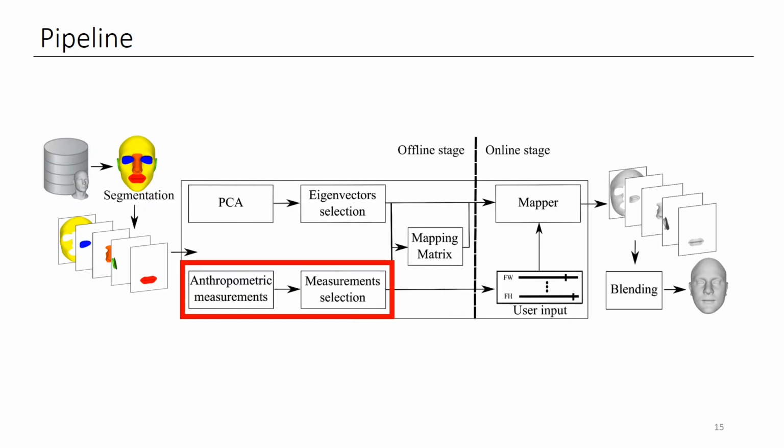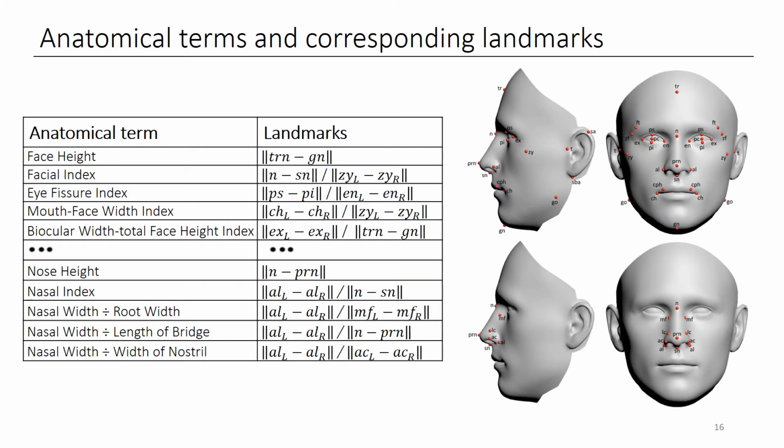In the next step, we select the best subset of anthropometric measurements. Facial anthropometric measurements provide a quantitative description by means of measurements taken between specific surface landmarks defined with respect to anatomical features. We selected 33 measurements from the literature. Each of them corresponds to either a Euclidean distance or a ratio of Euclidean distances between surface positions.